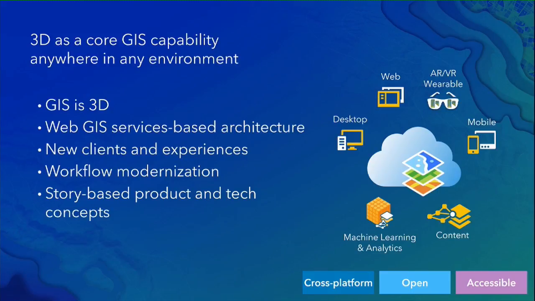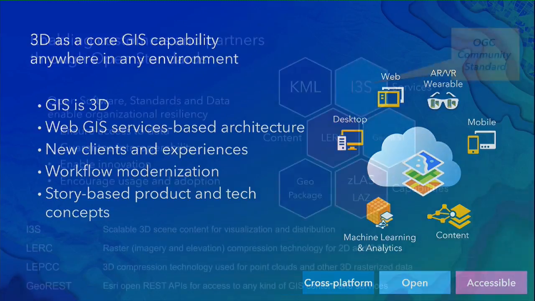My job is to try to promote 3D as a core capability everywhere. GIS is 3D. I don't know how it happened, but it's great to see that they've got GIS is 3D up on the kiosk this year. The 3D takes advantage of the same services-based architecture you guys have heard of from Esri for a few years. There are some new clients and experiences around 3D, some new data types as well. And this is generally the area that I'm focused around.